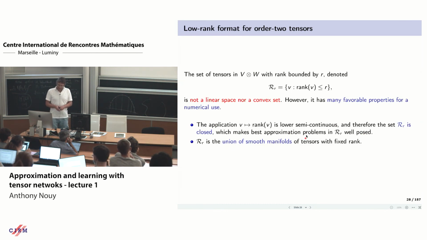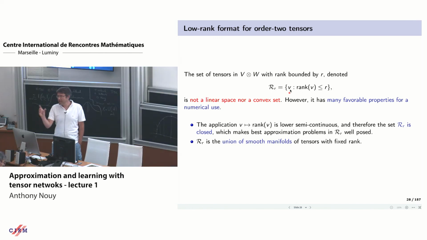Okay, so now we'll talk about low-rank tensors, approximating with low-rank tensors, and so on. So what we will do is define sets of tensors that have a low rank. I introduce this set here, R_r, which is the set of all order 2 tensors with a rank bounded by r. So clearly this set is not a linear space. Okay? Nor a convex set. If you take a convex combination of two elements in this set, typically you will have a rank which is 2r. Okay?